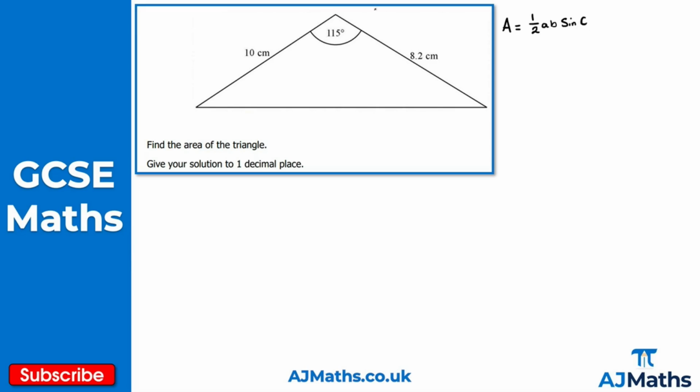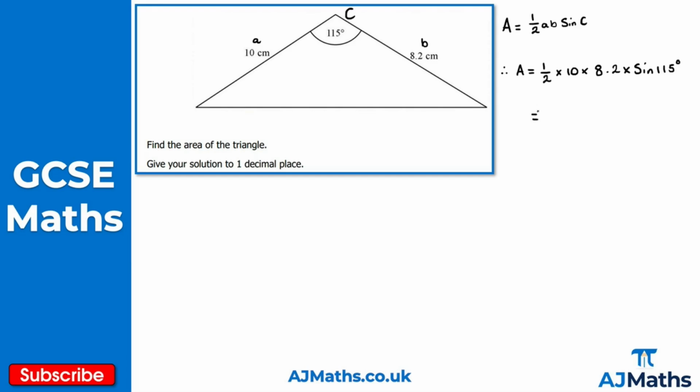Remember C is the angle that we've been given. That would be 115 degrees. That's C. And these two sides would be a and b. Again, it doesn't matter which we label as a and b. If I call this one a and this one b, then the area of this triangle A is equal to a half times a, which is 10, times b, which is 8.2, then we times that by sine of the angle that we know, which is 115 degrees.